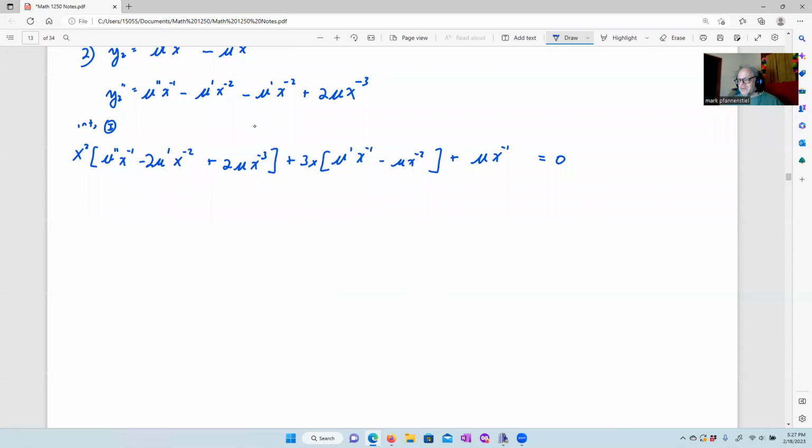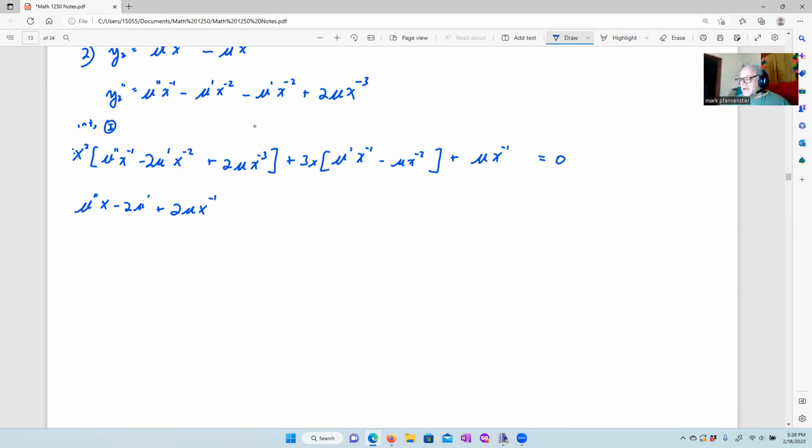Now we're going to do a little bit of algebra. Mostly this is always going to work out the same way. We're doing the algebra as a check to make sure that we did everything right. So we're going to have u double prime, x squared times x to the negative 1, that's just going to be an x here. We have a minus 2u tick. X squared times x to the negative 2 is just going to be x to the 0. And then we're going to have a plus 2u, and then we just have an x to the negative 1 here.